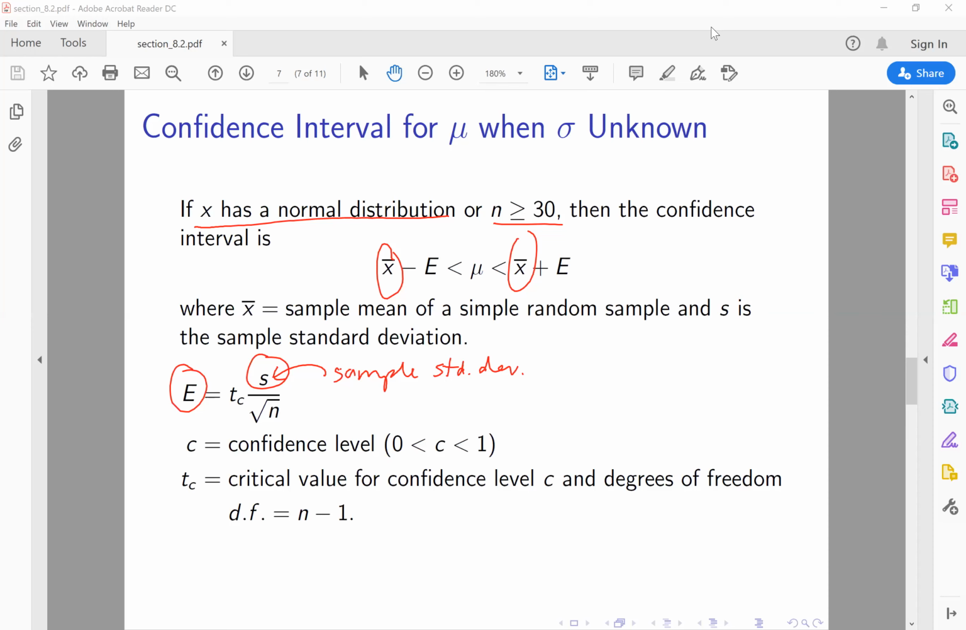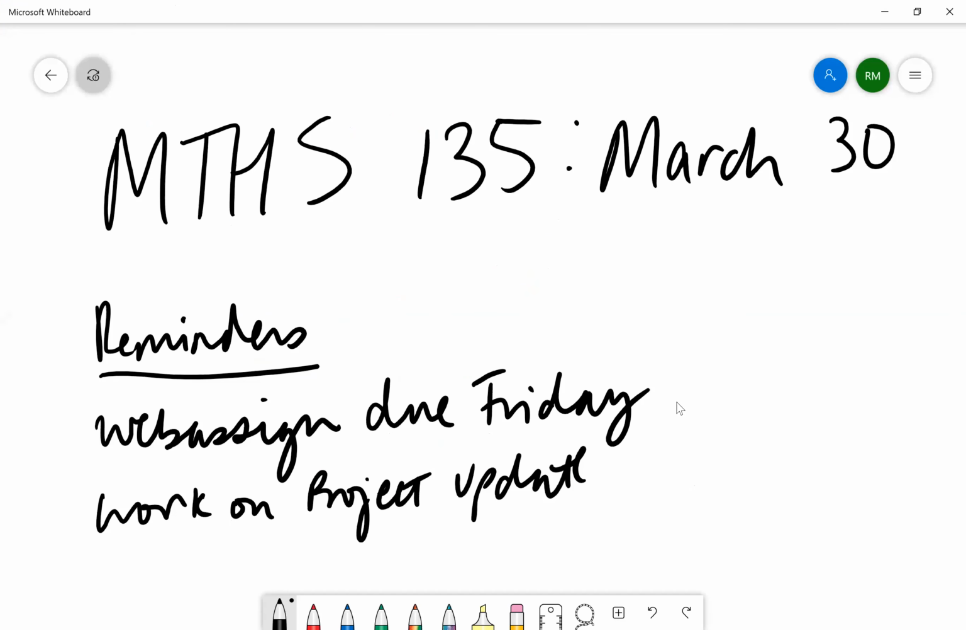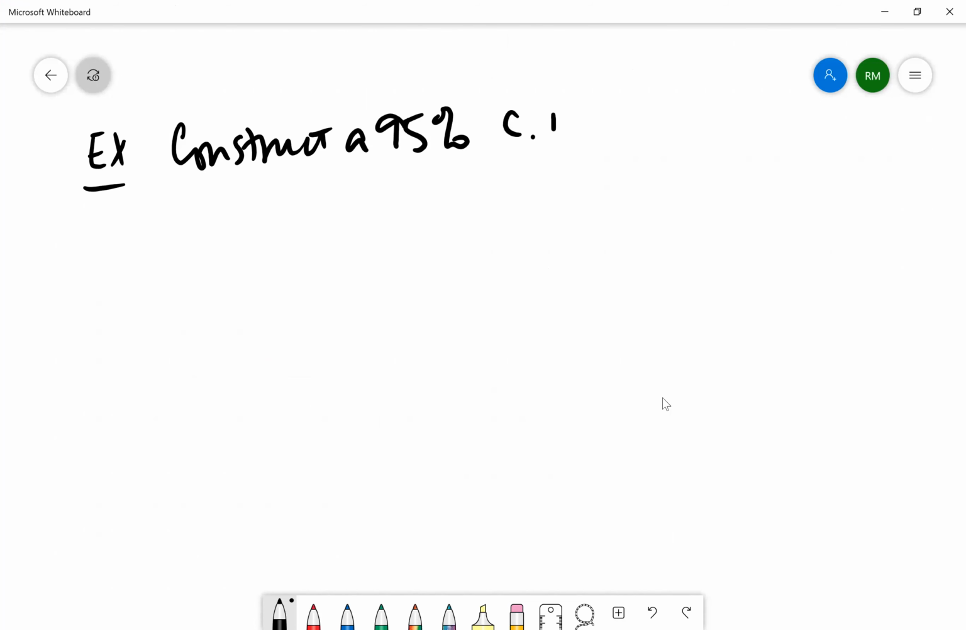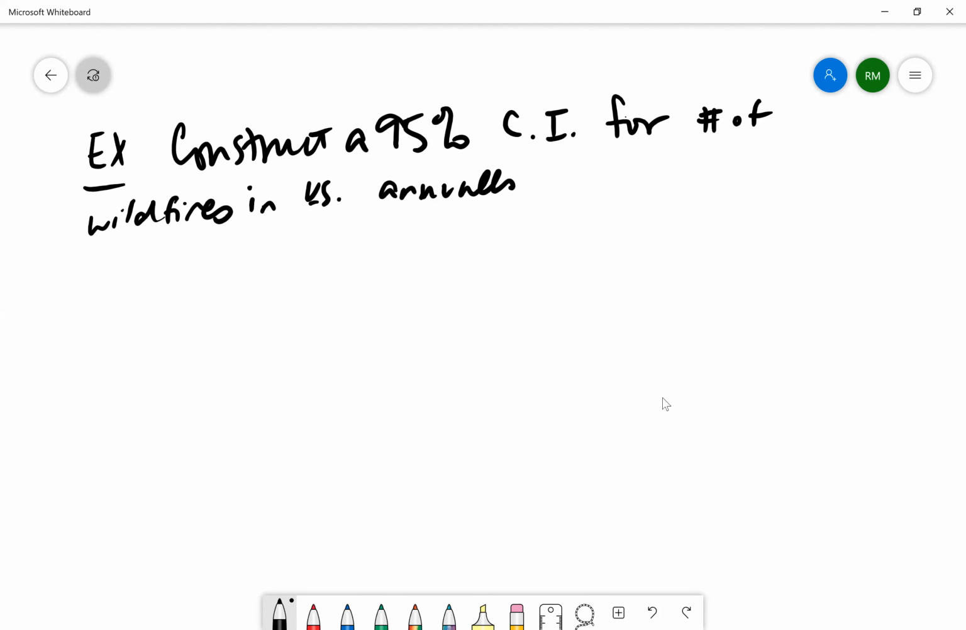So let's take a look at the whiteboard. Okay, we're going to construct a 95% confidence interval for the number of wildfires in the US annually. That is, what's the average number of wildfires in the US each year?